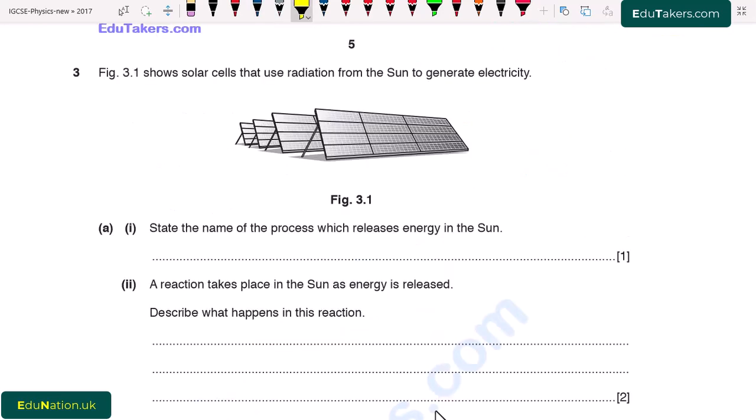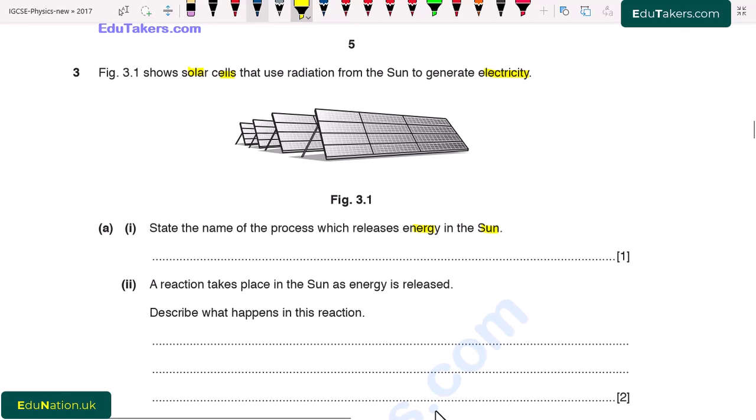Question number 3. Figure 3.1 shows solar cells that use radiation from the sun to generate electricity. So solar cells are basically used to generate electricity by getting radiation from the sun. Part A. First, state the name of the process which releases energy in the sun. So here we have to describe the name of the process that is used to release energy in the sun.